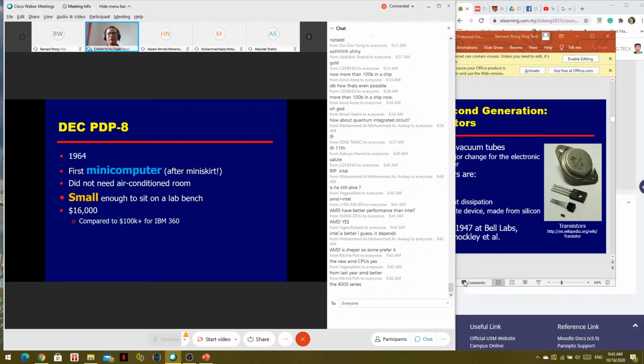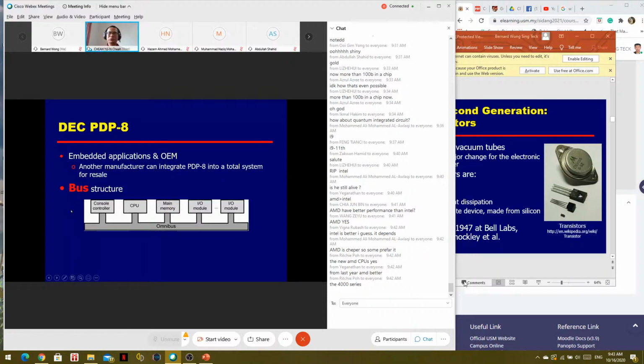And of course it's much cheaper compared to the early computers. $16,000 to buy a computer today would be quite crazy. And then they also implemented certain architectural details that are quite similar to what we know today, like for example, the bus architecture. The bus architecture is used for some of the interconnections in the more modern computers as well.